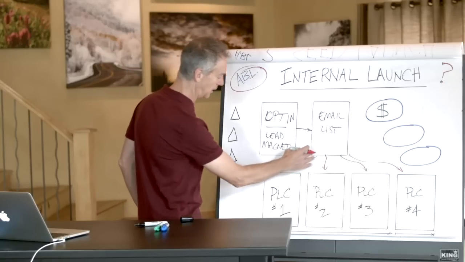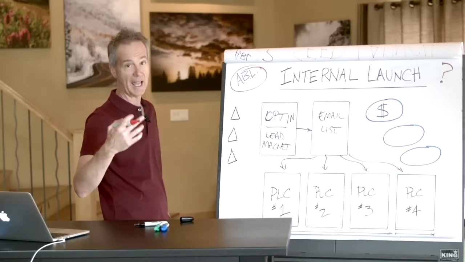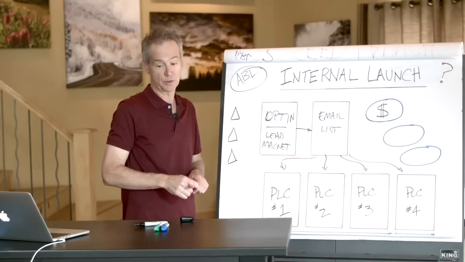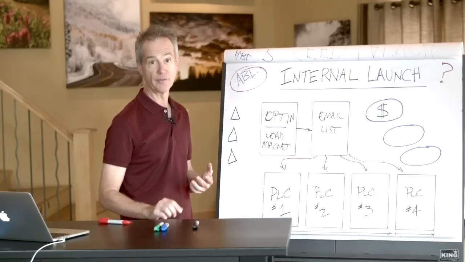So you take your email list and you're driving them into each piece of pre-launch content. Now, if you already have something, you don't want to create a new product, you don't want to create a new offer, start from scratch and create a product, then create a new offer.